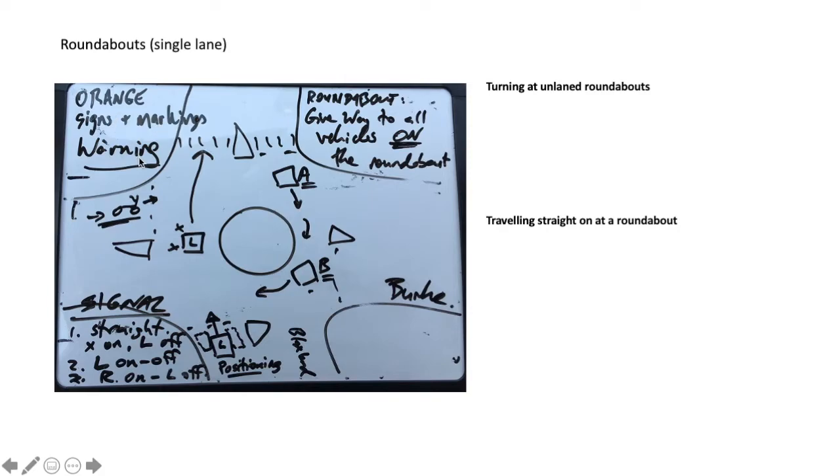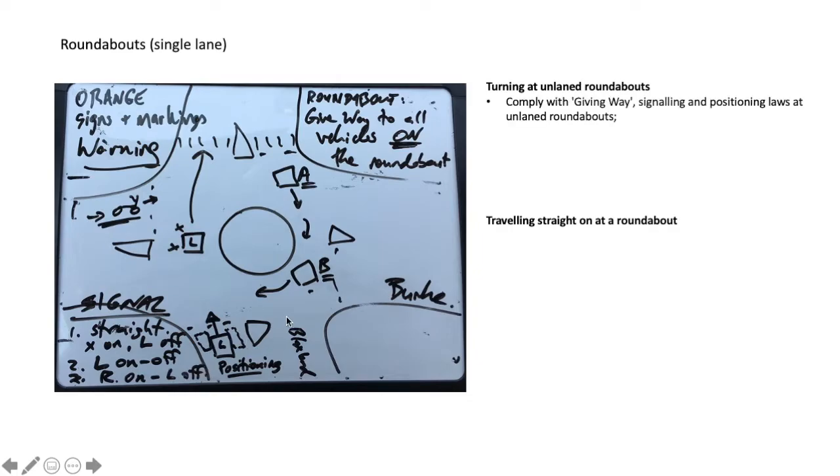Orange signs and markings, warning, roundabout, give way to all vehicles on the roundabout. So what we also covered here was, what if there was a vehicle in position A? What if there was a vehicle in position B? So we talked a lot about give way and managing space. And down here, I went through the signalling: straight ahead, no indicator when you come on, left indicator to come off. Number 2, left turn, left indicator on, left indicator off. And number 3, for a right turn, right indicator on the approach and left to depart.